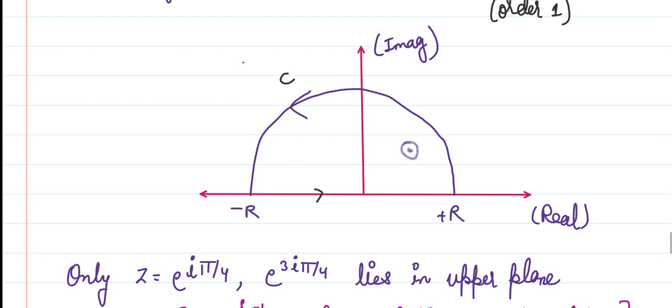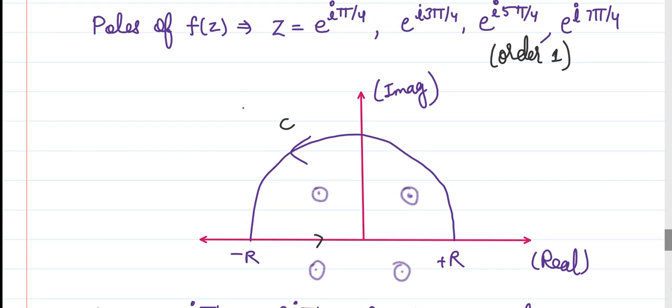One will be in this quadrant, and the other, e to the power iota 3 pi by 4, will be in this quadrant. Similarly, the next value, 5 pi by 4, will be in this quadrant, and 7 pi by 4 will be in this quadrant. So you can find the different values, and according to the signed representation you can find the quadrants for particular poles. You saw that only two poles, even these two poles, are only in the upper half plane, so you are not going to consider the downward poles.